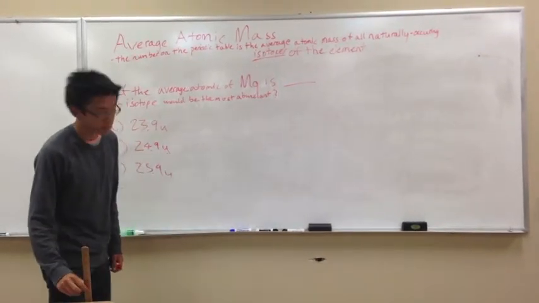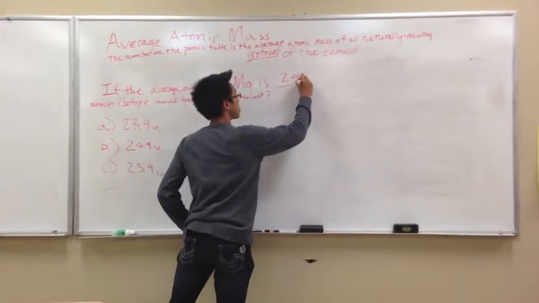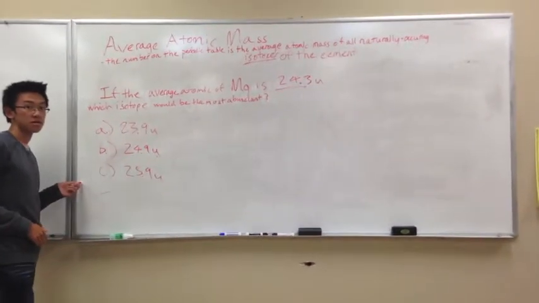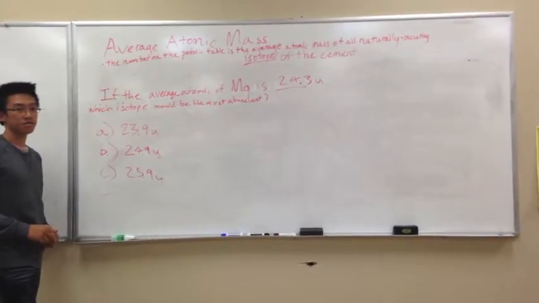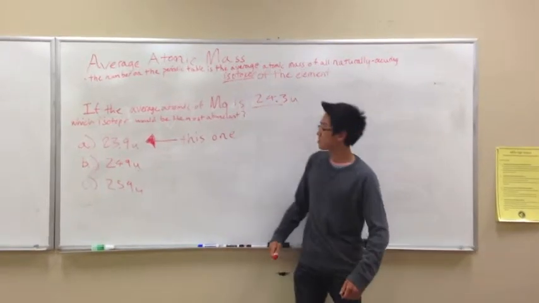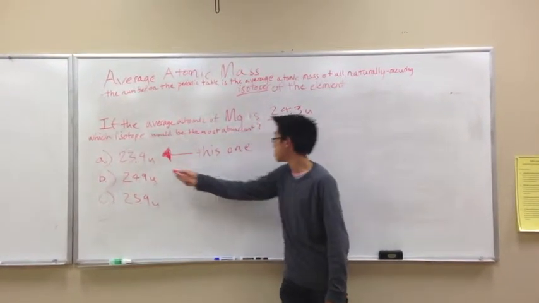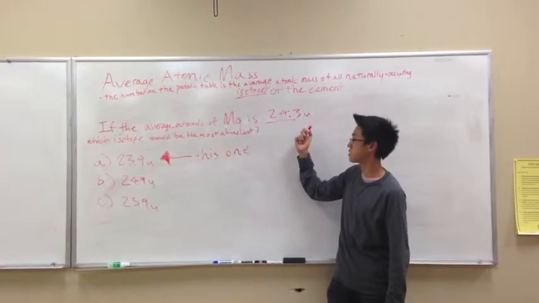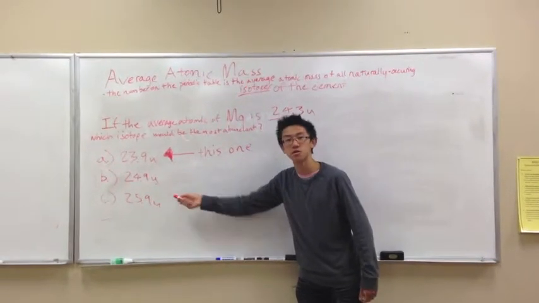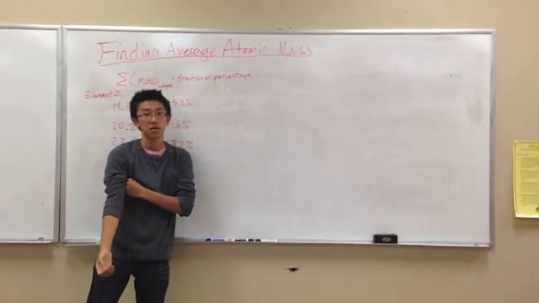So for example, if the average atomic mass of Mg is, say, 24.3 U, which one of these three would be expected to be the most abundant isotope? The answer would be A, because out of the three naturally occurring isotopes, A, 23.9 U, is the closest to 24.3, which only has a difference of 0.4 U instead of, say, 0.6 and 1.6 U here.